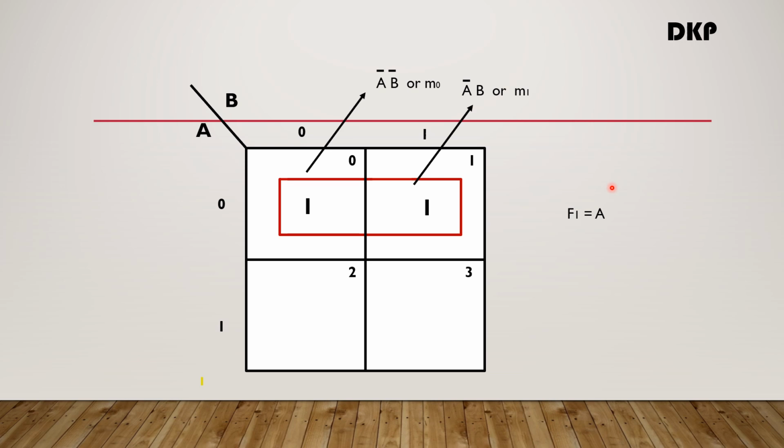Therefore, F1 is equal to a bar. A bar is the variable that we are going to retain here because it is constant, and the second variable, since it is changing, we have eliminated that. Therefore, the reduced SOP expression is F1 is equal to a bar.